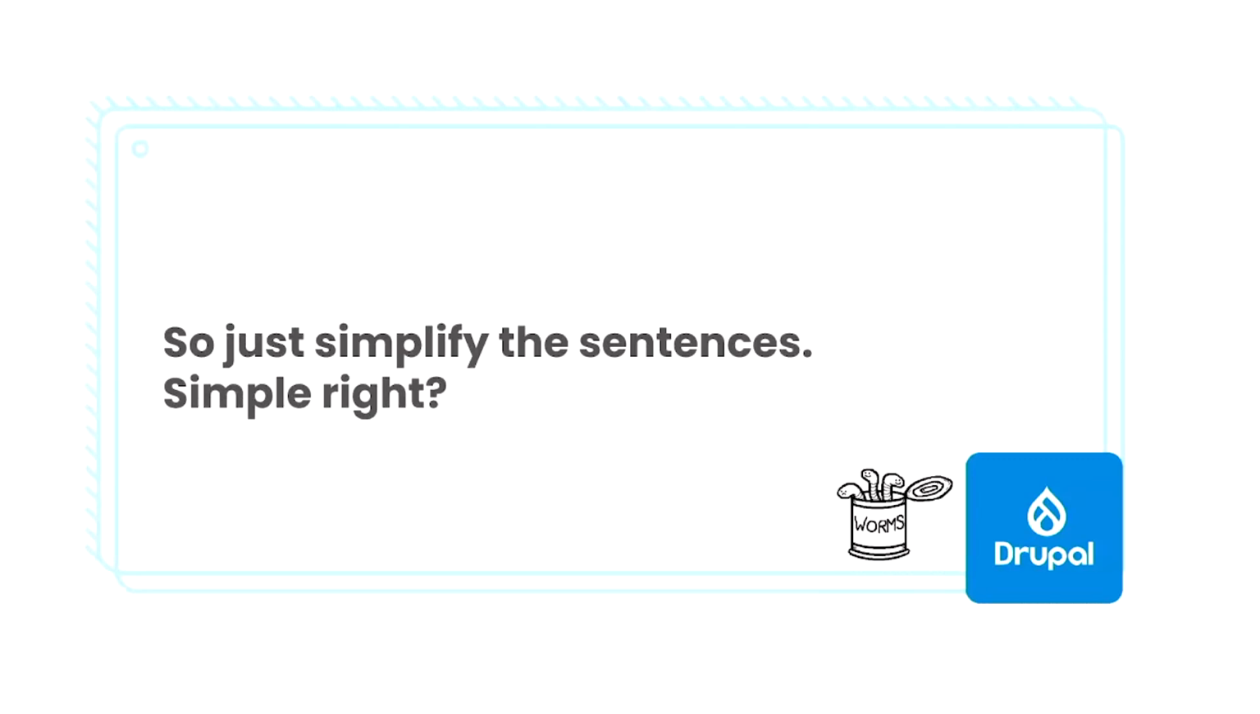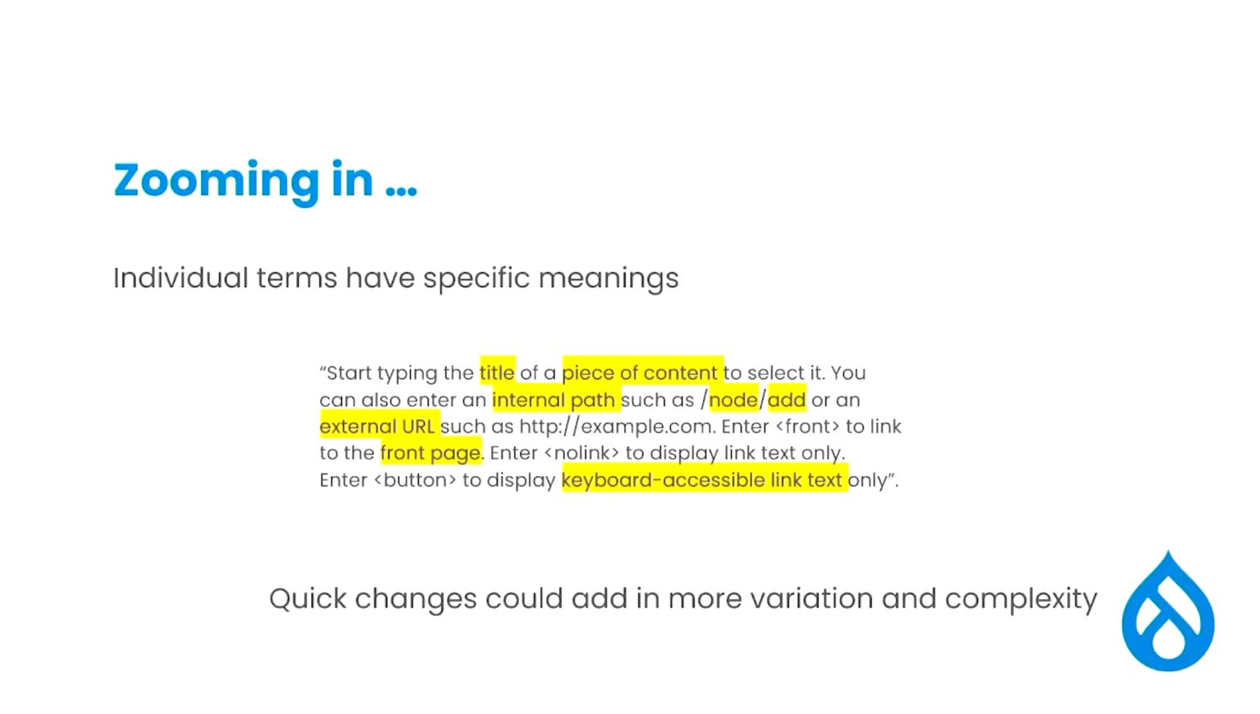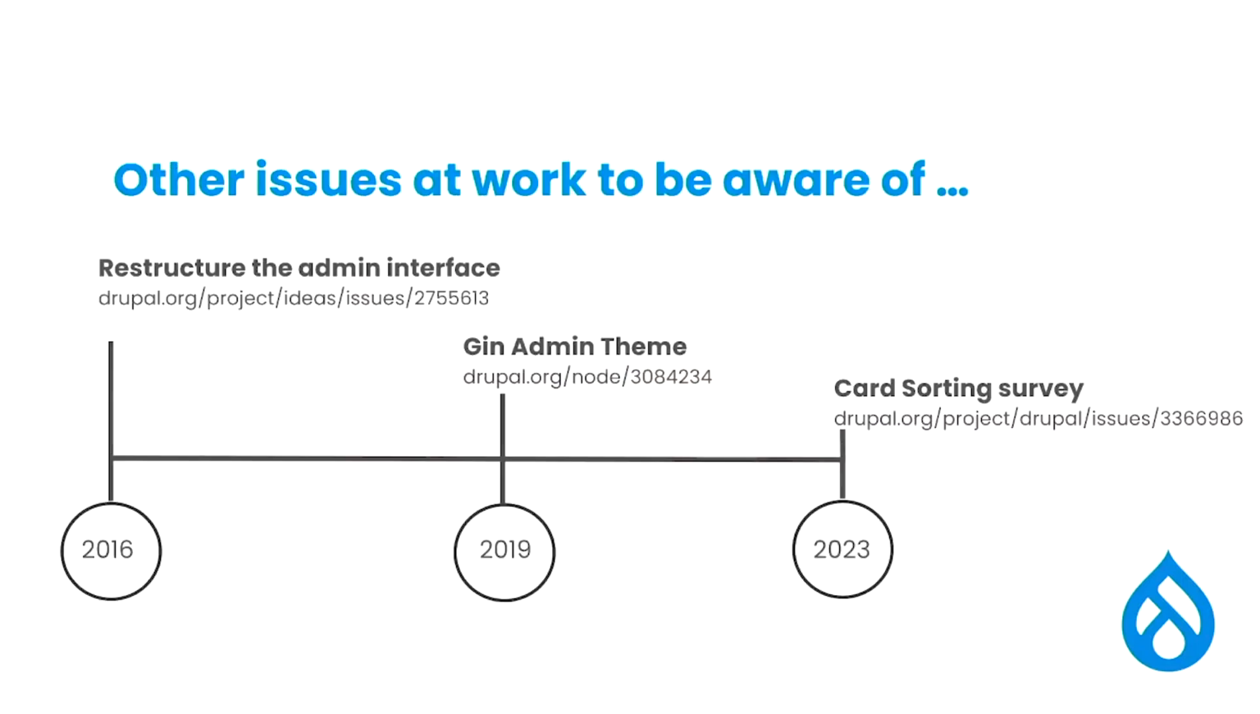So, easy, end of talk, Emma. Just simplify the sentences, take them out. Turns out not so much, because when you zoom in, sorry, I said that a lot. Looking even just at that piece of help text, there's a lot of meaning in there. Each of those terms has got specific meaning, and it's there for a reason. So, you know, things like piece of content, what does that mean? Internal path, what does that mean? Exactly, you don't want to change that without knowing the context of it and what it was there for, because a quick change could completely change the meaning of the sentence. It could add even more confusion and variability into it.